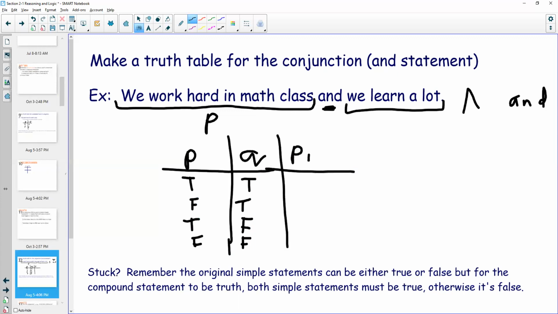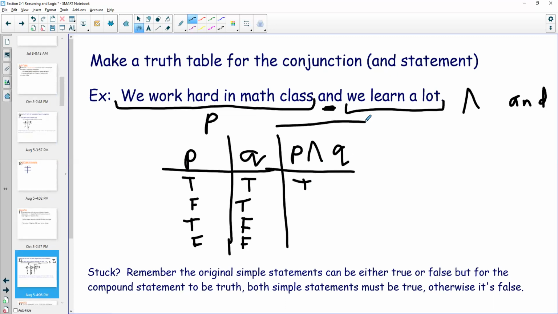So if I want to find out the truth of P and Q, I have to look at the choices I have in my truth table. So think about the fish and the tiger, okay? If I told you I have a fish and a tiger in my kitchen, and I have both of those things, then what I told you is true. We work hard in math class and we learn a lot. If both of those things are true, then this whole statement up here is true.